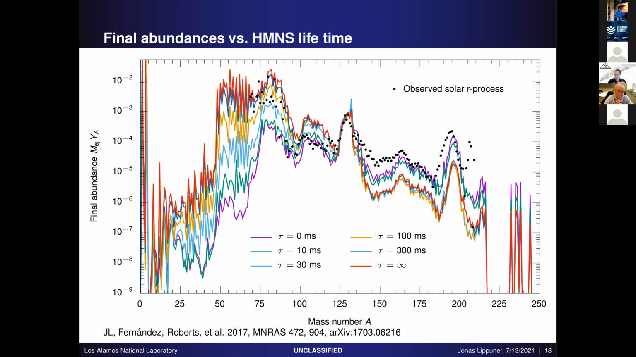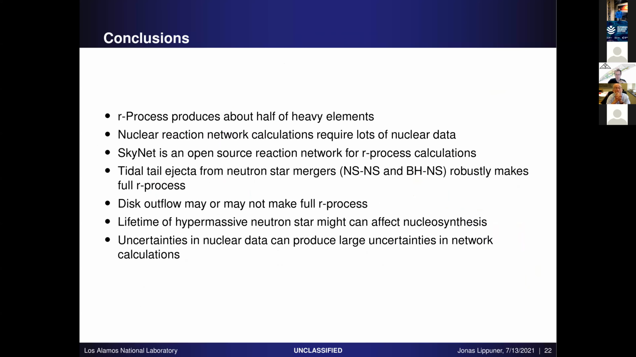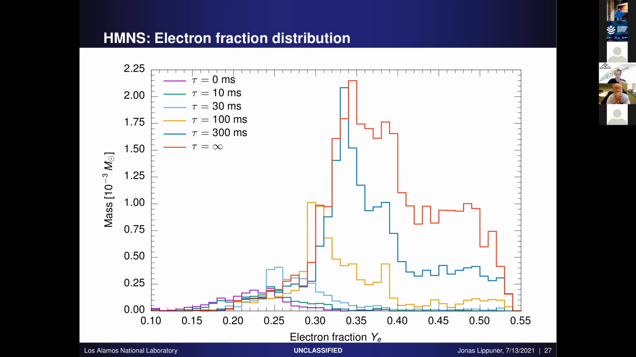Any neutrino radiation tends to push it to a higher Ye. That's why it's expected that we don't get a strong r-process once the hypermassive neutron star lives long, because you push the material to higher Ye. And actually, I do have the electron fraction distribution here. You can see there are two effects: the longer it lives, the more mass you eject, but you're also pushing it to higher Ye. So the actual mass below 0.25 is about the same once you get to 30 milliseconds or more. Okay, thank you. Yep.